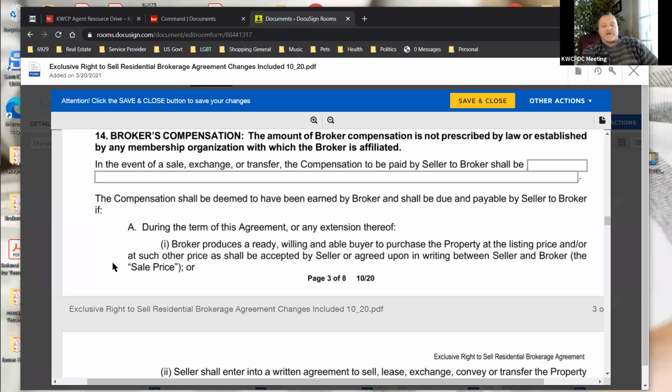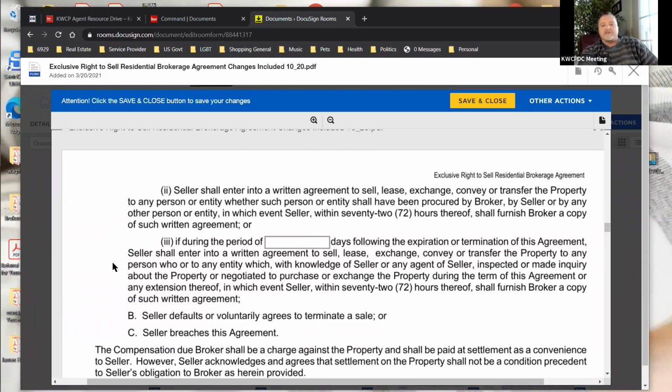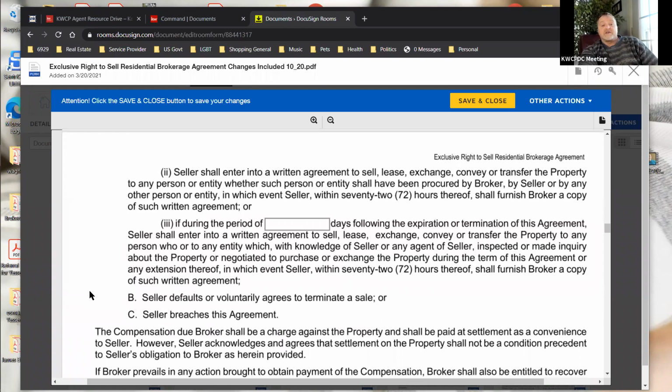Okay, the second one is seller shall enter into a written agreement to sell, lease, exchange, convey, or transfer the property to any person or entity, whether such person or entity shall have been procured by the broker, by the seller, or by any other person or entity, in which event seller within 72 hours thereof shall furnish broker a copy of such written agreement.